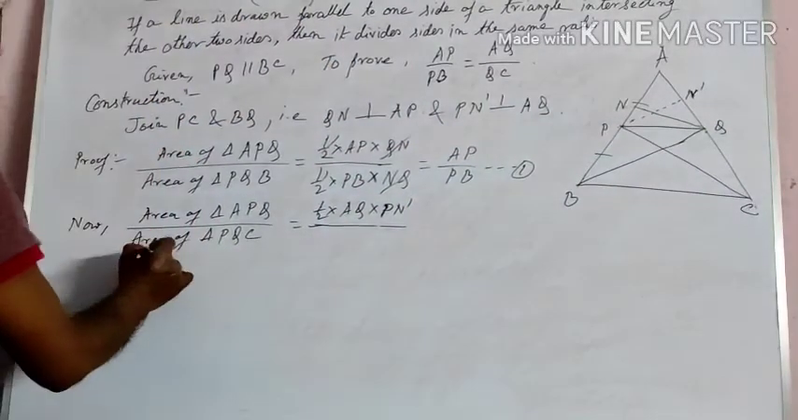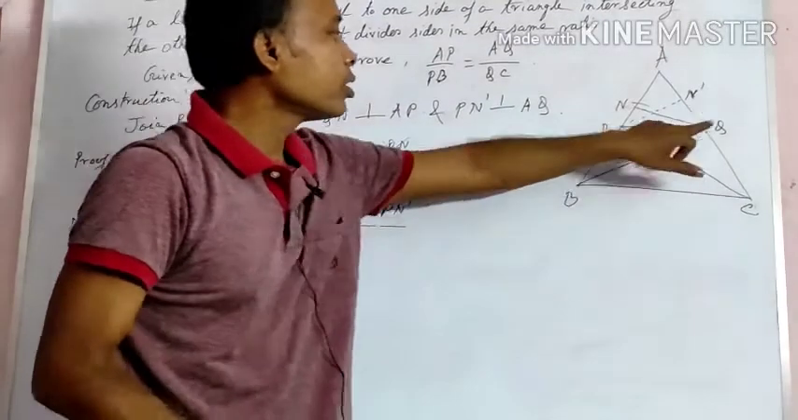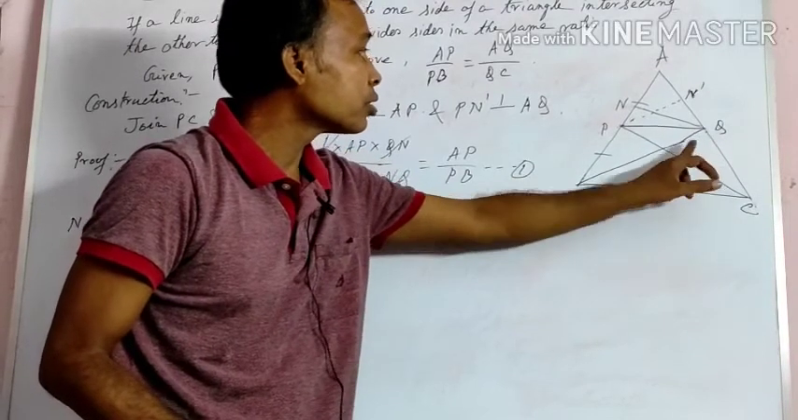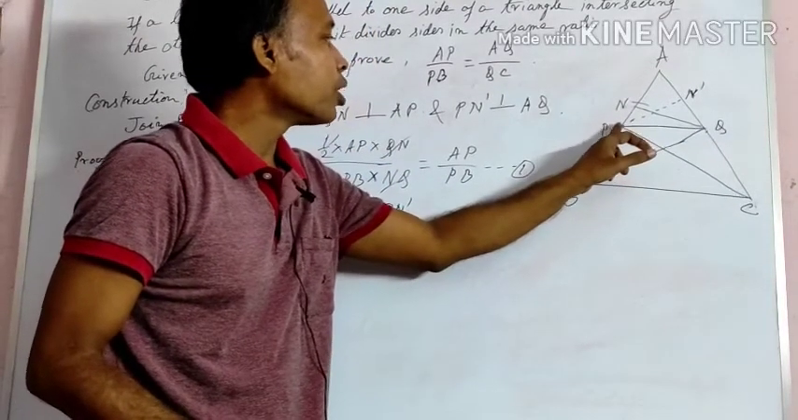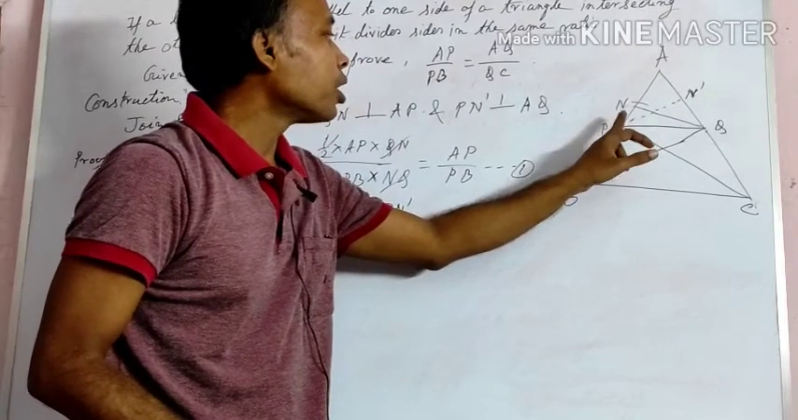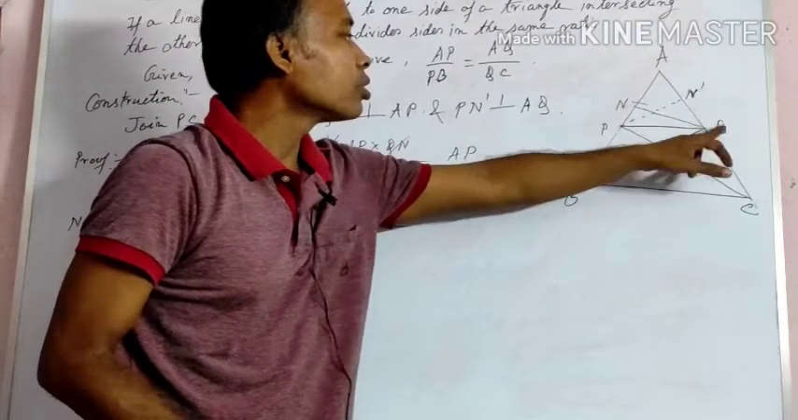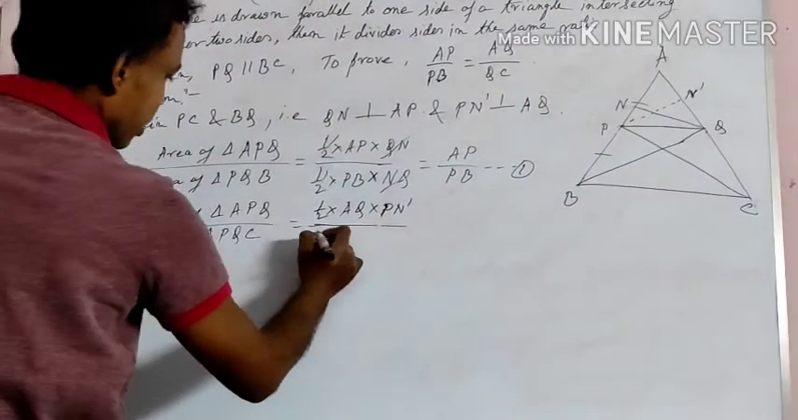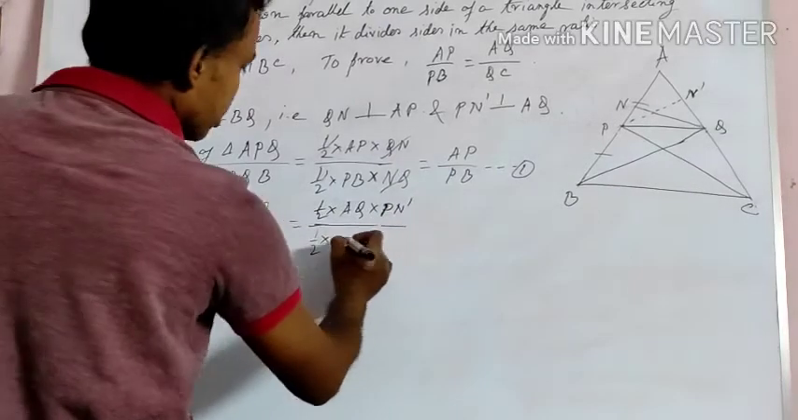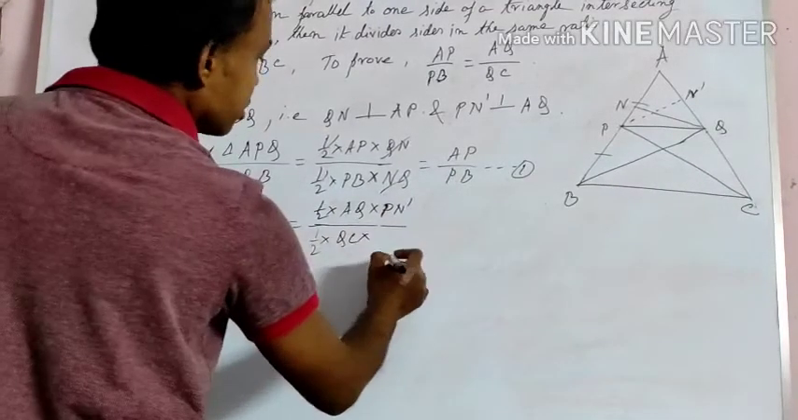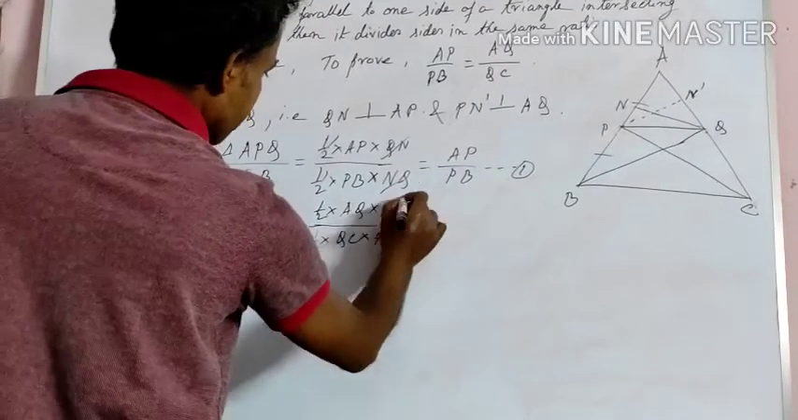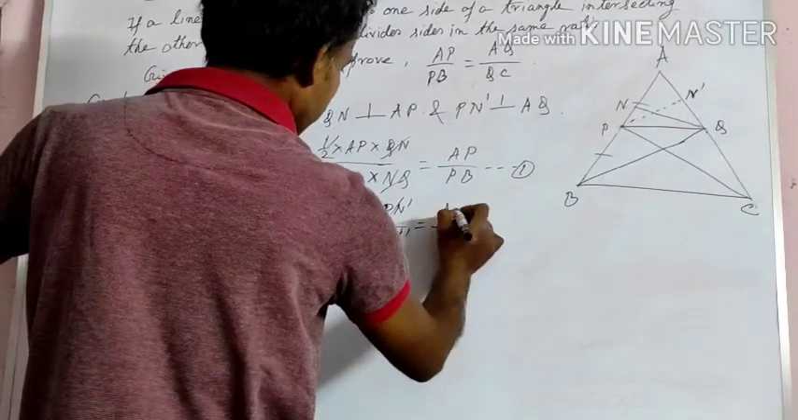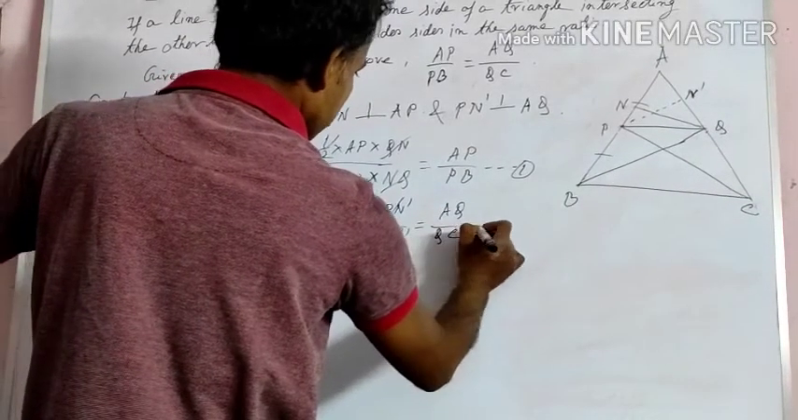Area of triangle PQC is equal to half base QC into height. From point P you draw a perpendicular to AQ, and this is your height PS. So half base QC and height PS. PS cancels out, half cancels out, that is AQ by QC. This is your equation 2.